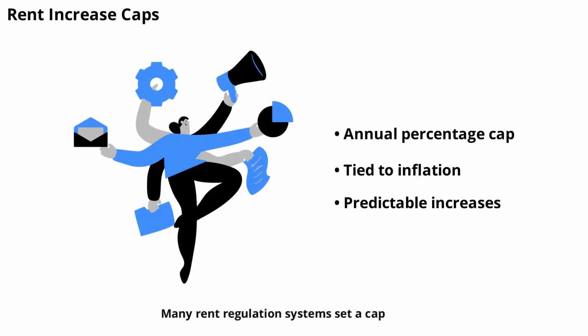Many rent regulation systems set a cap on how much rent can increase each year. This cap is often a fixed percentage, such as 2% or 5%, or tied to inflation. The cap provides predictability for tenants and helps landlords plan their finances. It's important to check your local laws to know what the cap is in your area.